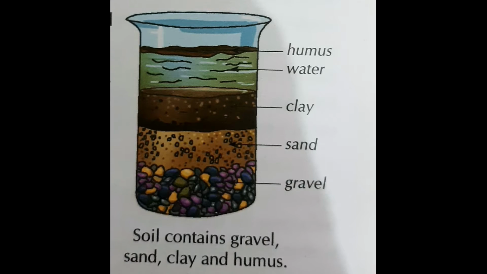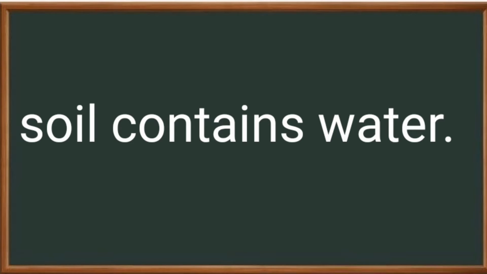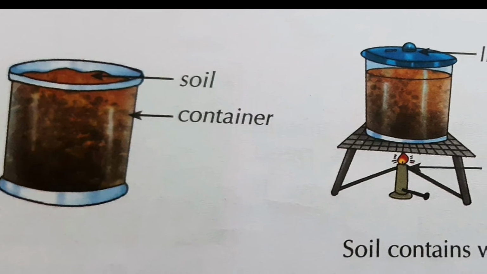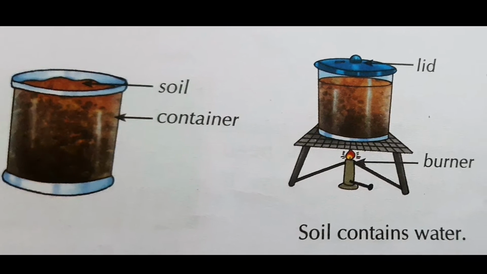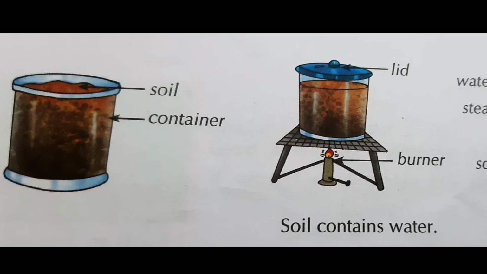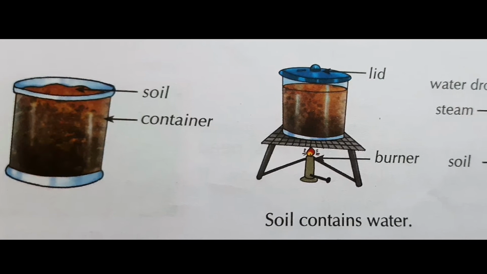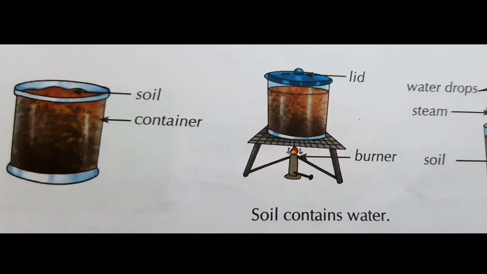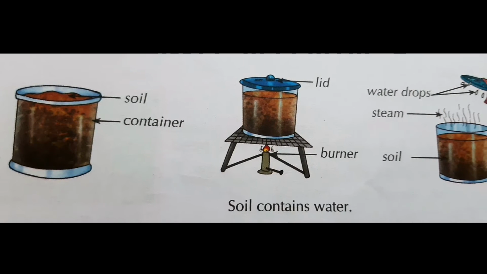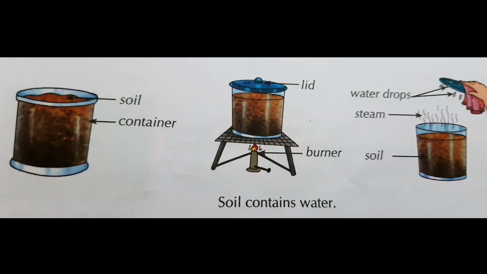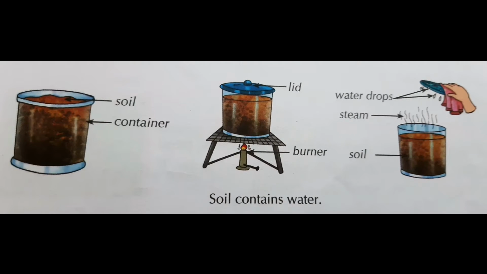Now secondly, soil contains water. Take some garden soil in a container and heat the container for some time. Cover it with a lid. After some time you will find that water droplets are present on the lid. You will take out the lid and you will see fine water droplets on the surface of the lid. This shows that soil contains water.